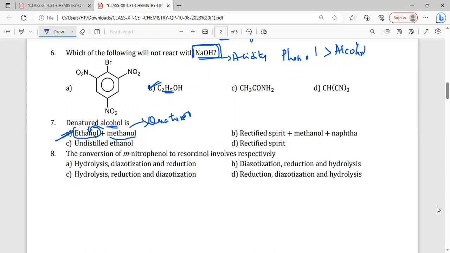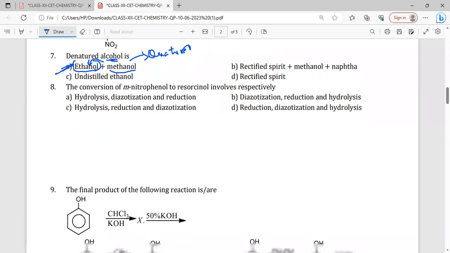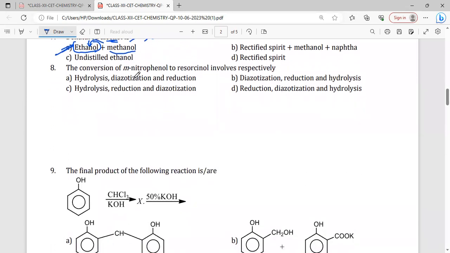Coming to question number 8, the conversion of meta-nitrophenol to resorcinol involves, respectively. This is a good question. Look, we have a meta-nitrophenol, right? So the nitro group is at the meta position, right? So I have to convert this meta-nitrophenol to resorcinol. So what is resorcinol?